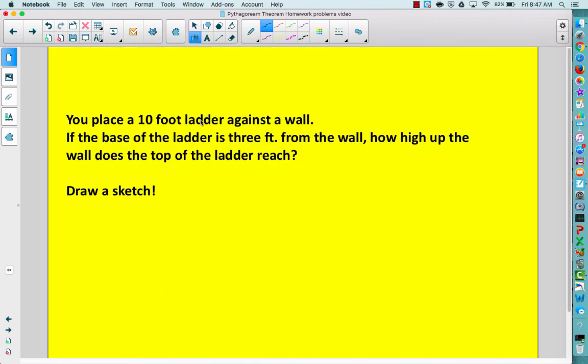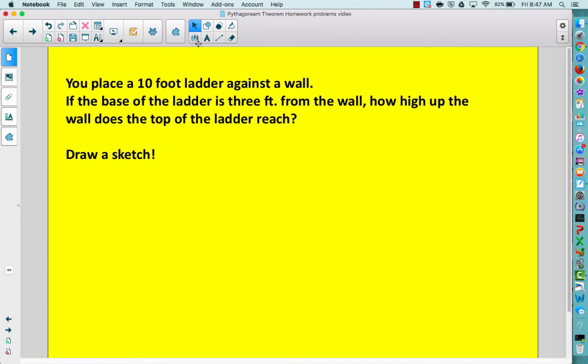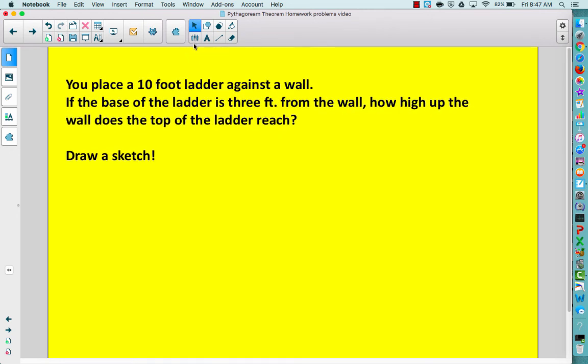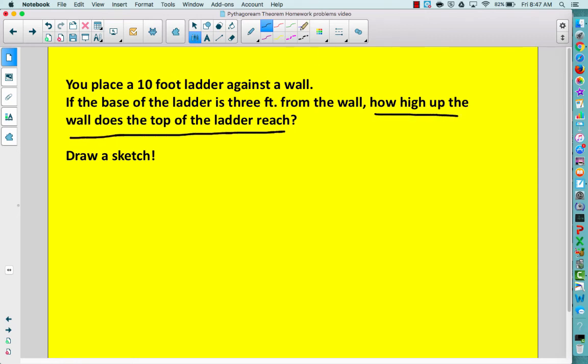You're going to be given opportunities to use the Pythagorean theorem within word problems as well, so we're going to have to be able to draw them. So step 1, you place a 10-foot ladder against a wall. If the base of the ladder is 3 feet from the wall, how high up the wall does the ladder reach? So remember, with word problems, I expect you guys to write let statements, letting x equal our variable. So our x, we get our variable directly from what the question asks.